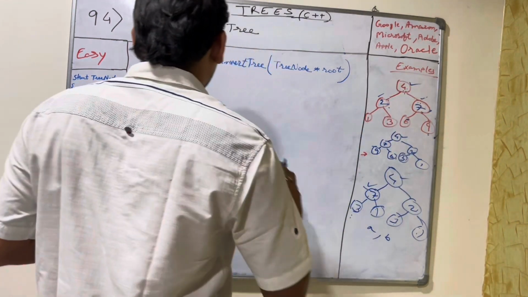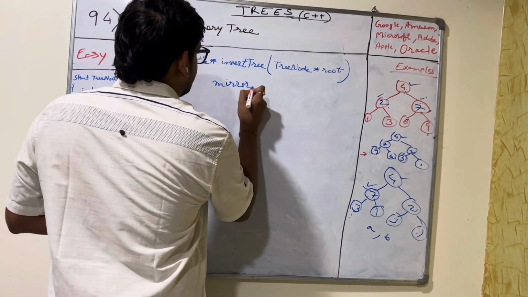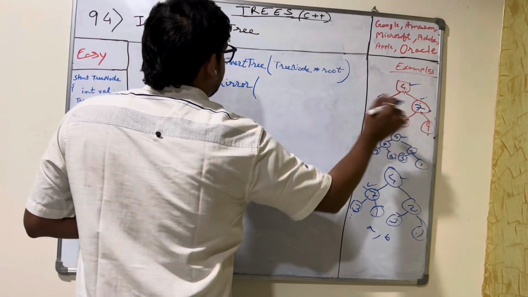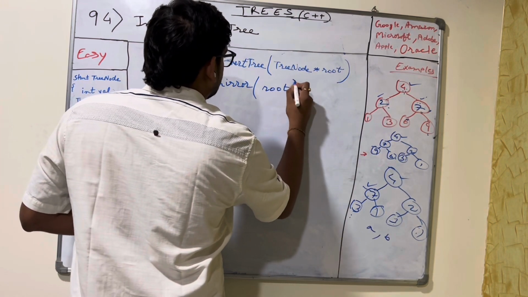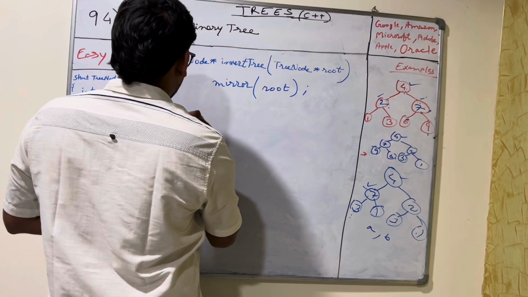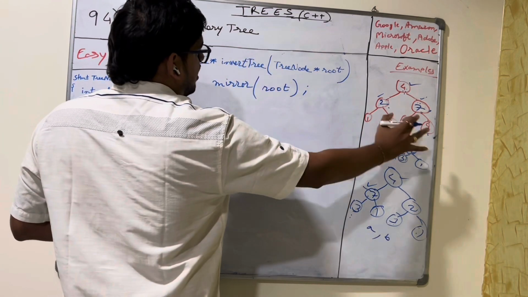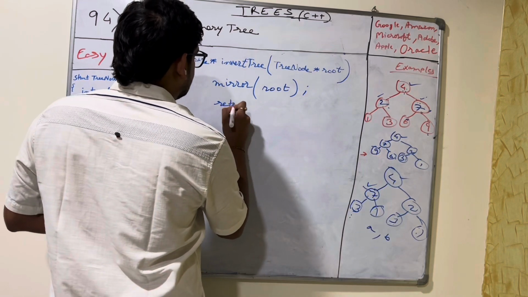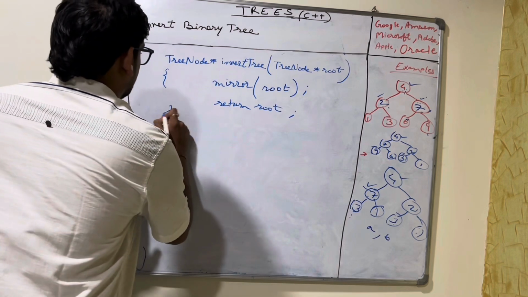So let's do it. What is the base condition? We'll call a function mirror that makes the mirror image of this one. So we call a function mirror and we pass this root. After we call this mirror function, this would do the invert operation, and then we will return the root node. So let's code the mirror function.